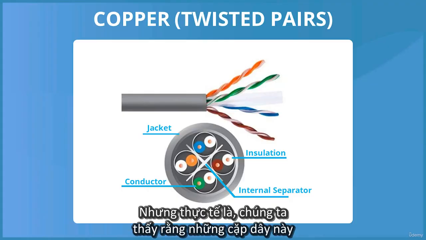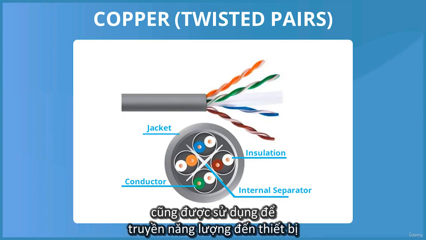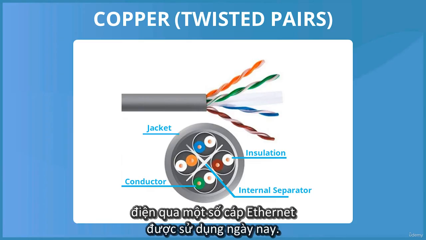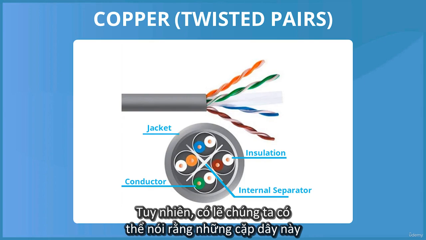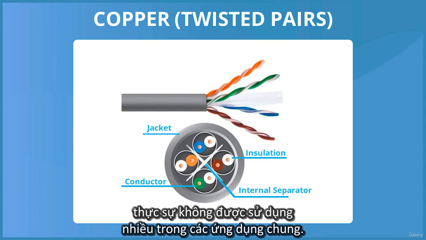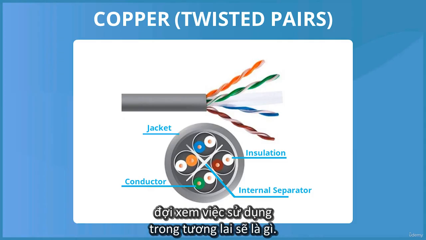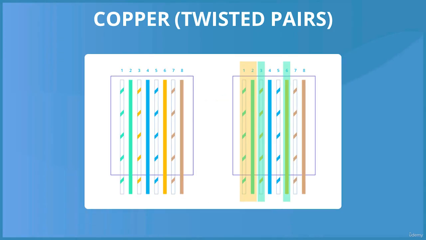But as a matter of fact, we see that these pairs are also used to transfer energy to the opposite device in power transmission, or PoE, applications over certain Ethernet cables used today. However, we could probably say that these pairs are really not used that much in general applications, and yeah, some of us are kind of waiting for what that future use will be.